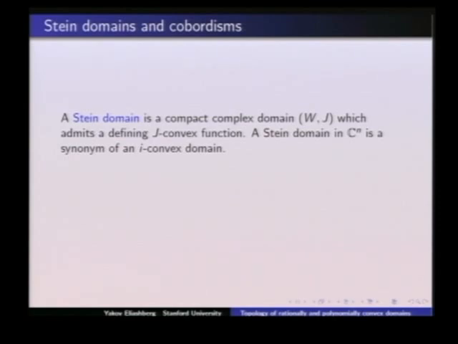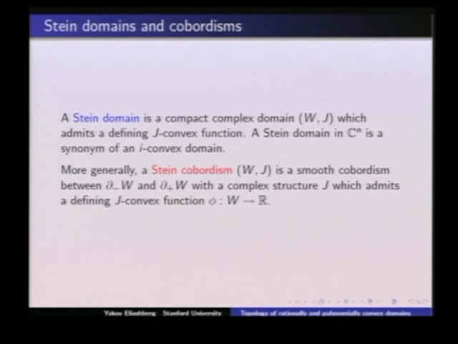I will also be using the word Stein domain. A Stein domain for me is again a domain, so it's a complex manifold with boundary, such that it admits a defining J-convex function. So in particular, the boundary of this domain is J-convex. And Stein domain is a synonym of an I-convex domain. I will also be talking about Stein cobordism. A Stein cobordism is again a complex manifold with two pieces of boundary, and you have a defining J-convex function. Now this is already subtle, because in standard complex analysis, even if you have an interior Stein domain, then this is always itself a so-called Stein manifold. In particular, it can be realized as a properly embedded complex manifold of C^N. This is not true for Stein cobordism.